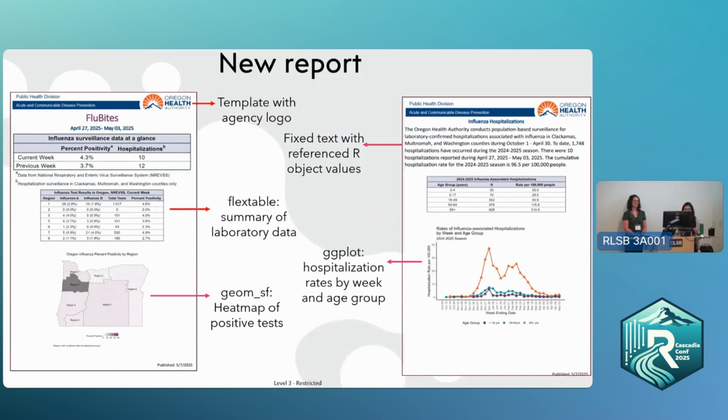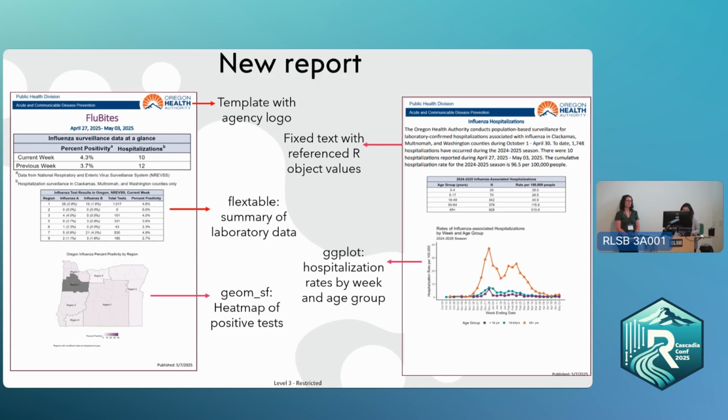All right, so now I'm going to go ahead and show you the first 2 pages of our flu bites report, which is our influenza report. On the picture on the left, it includes our new agency's logo. We also have a table that shows percent positivity for influenza by state and region using a flextable. And then finally on the left side, a heat map that shows percent positivity by region using ggplot for spatial visualization.